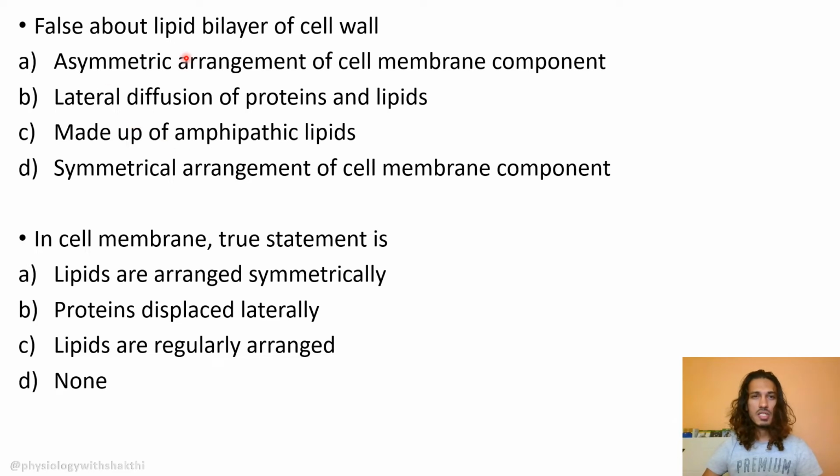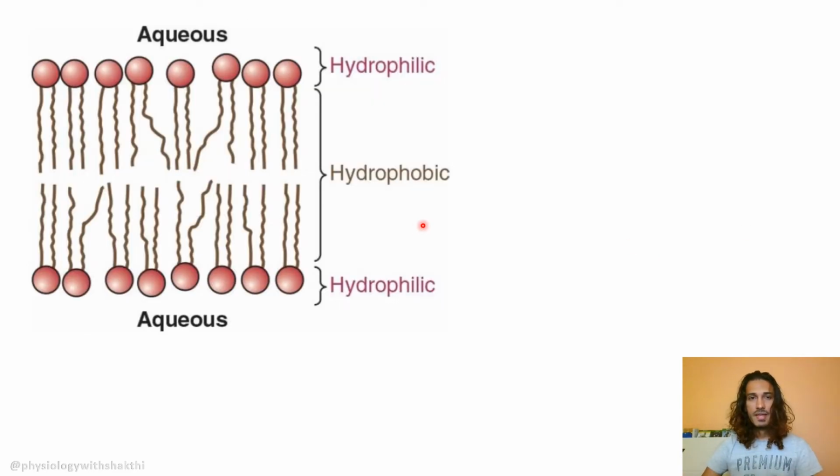This talks about the lipid bilayer in general. They've been asking about asymmetric arrangement, symmetrical arrangement, and lateral diffusion of protein and lipid. All these answers are based on this concept, so we'll understand what it means. When you look at the bilayer, you have the hydrophilic part of the phospholipids facing water, which is in the extracellular fluid and in the cytosol, ICF and ECF. In between is the hydrophobic part, where the fatty acid chains are.